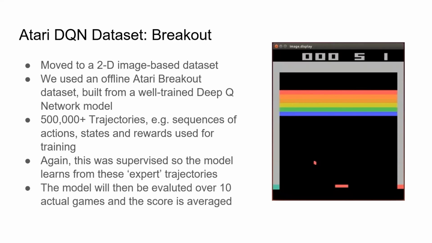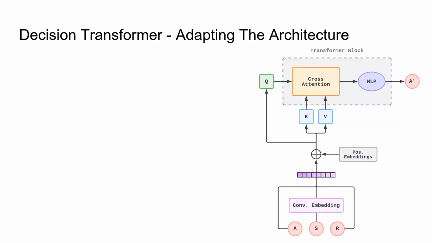In order to evaluate the model, it would run 10 actual games and then average the score over those 10 games to get an indication of how well the model is performing every epoch. So we started by adapting the architecture a little bit. This is very similar to the decision transformer, and I'll point out the differences.